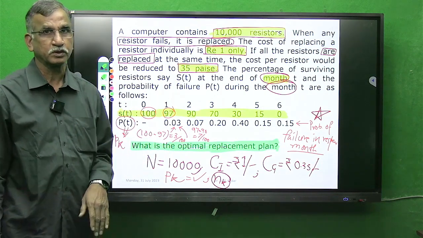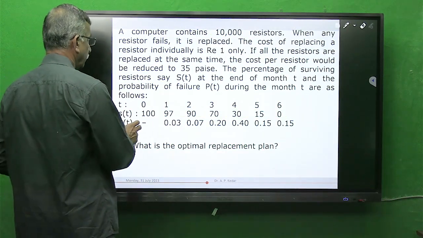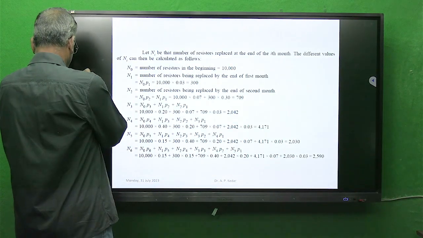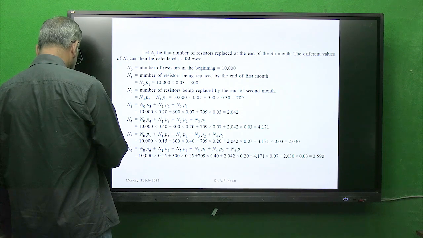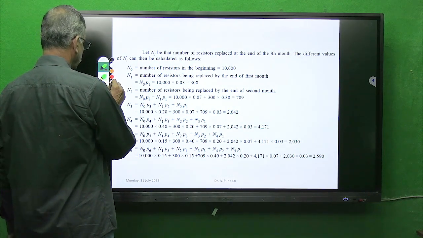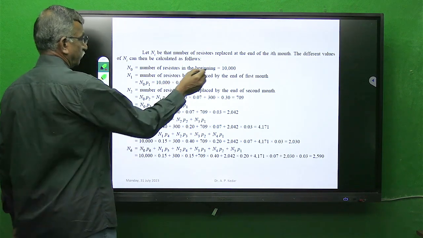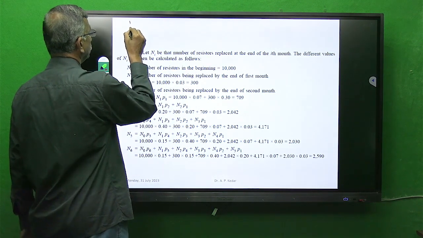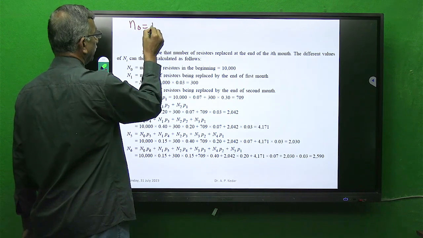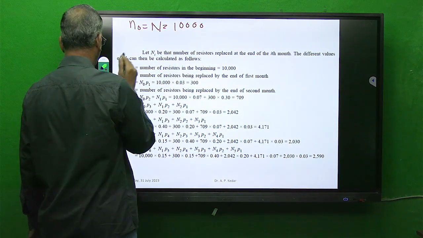Six calculations are required here. So let's go ahead. As explained, you can see here I have already calculated this for you. We know N0 is equal to N is equal to 10,000.